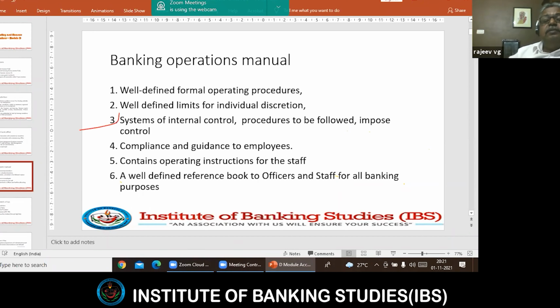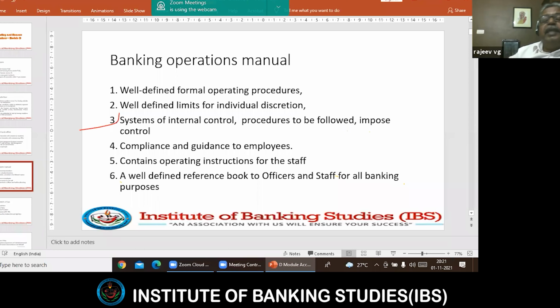Compliance and guidance to employees. Compliance of RBI instructions, compliance of Government of India directions, and compliance of law also is required. And for compliance by the employees, how to guide them, all those things will be available in the operations manual. And it contains the operating instructions, a well-defined reference book to officers and staff for all banking purposes.